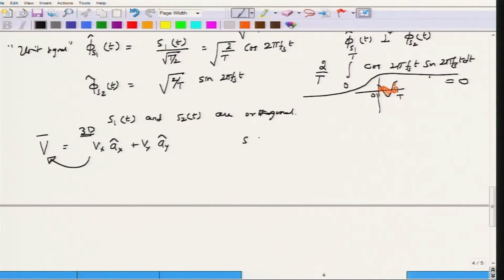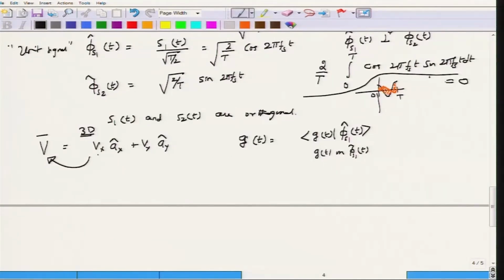Similarly, if I want to write down the vector in general, let us say g of t, then what I have to do is find the inner product of this vector g of t onto the unit vector or the unit signal phi s1 of t. This would give me the component of g of t on phi s1 of t, and then this has to be multiplied along the unit vector in the direction of x, right.